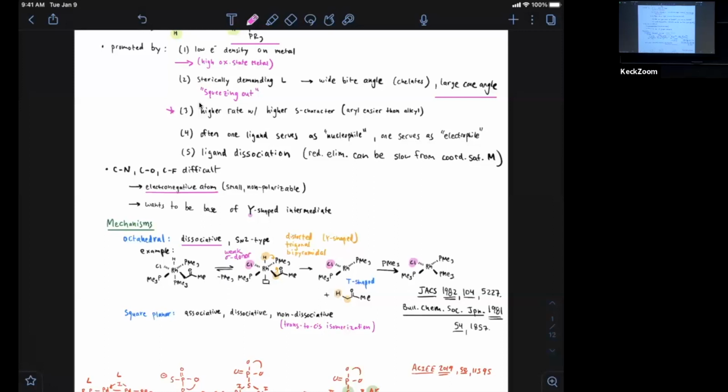And I saw at least once somebody had a smile on their face. So that's all I hope for as an instructor with these analogies.